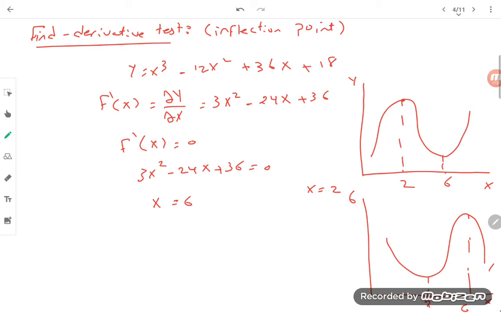So this means that there is an inflection point or turning point, but this condition doesn't determine whether it is a maximum point or a minimum one.